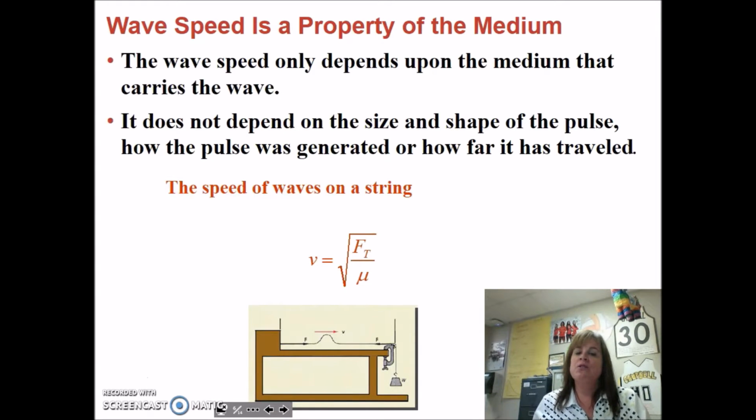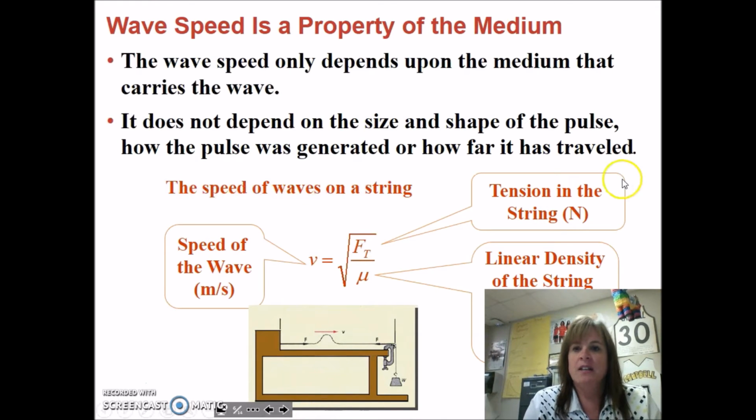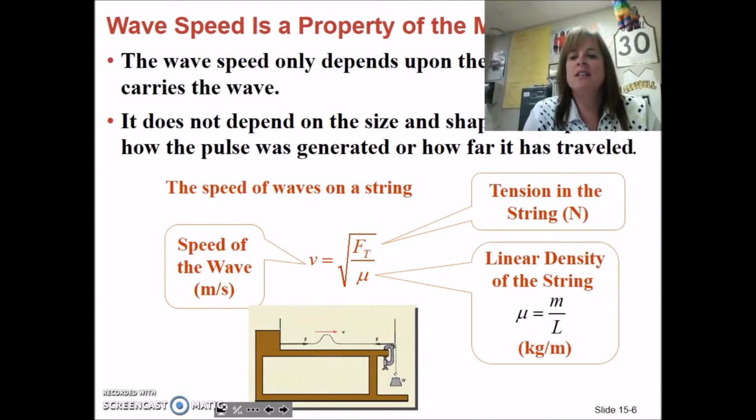If we look at waves on a string, the speed of a wave is equal to the square root of the force of tension, so that's how tight the string is, divided by mu. Mu is the linear density of the string. It's like a density, the mass per length. So how dense that string is, how thick that string is. So the speed of a wave in meters per second is the square root of the tension in the string divided by the linear density.